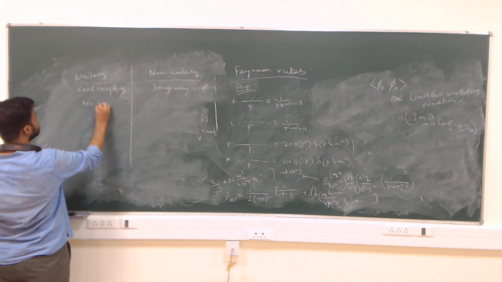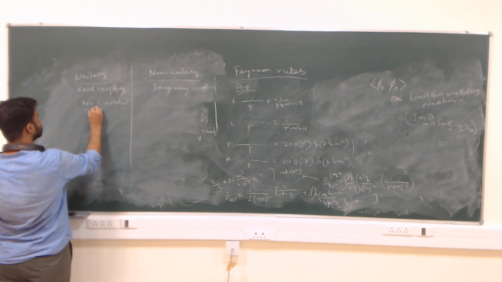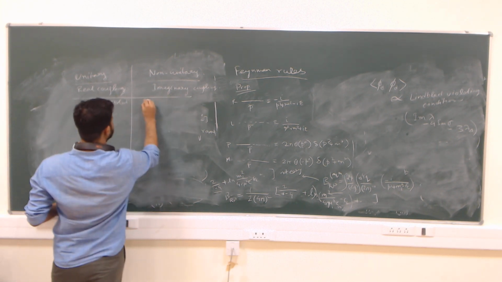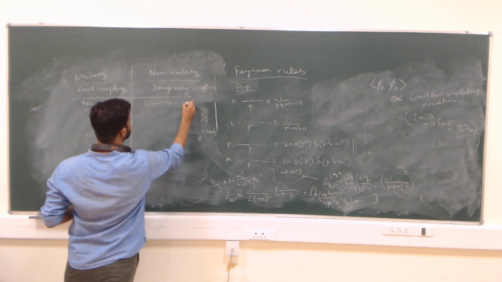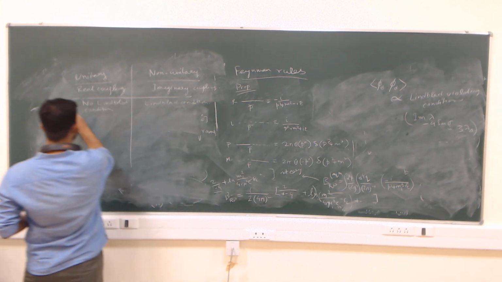No linear conditions. Since there was no linear operator only, of course here the linear conditions are there. That ensures that the evolution that we are going to study is going to be a Markovian evolution.